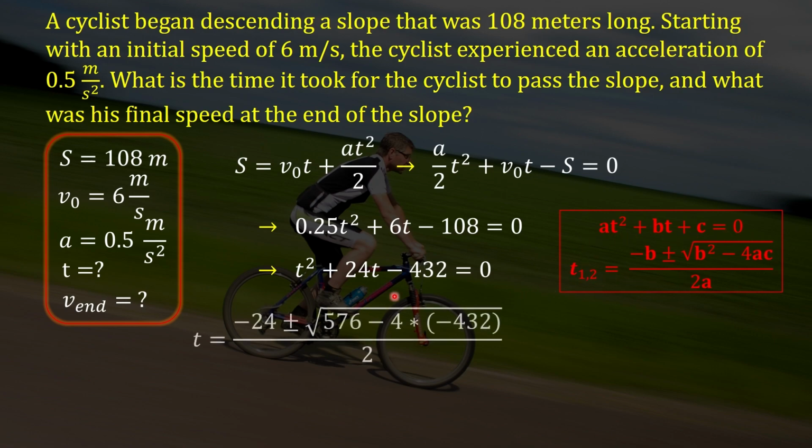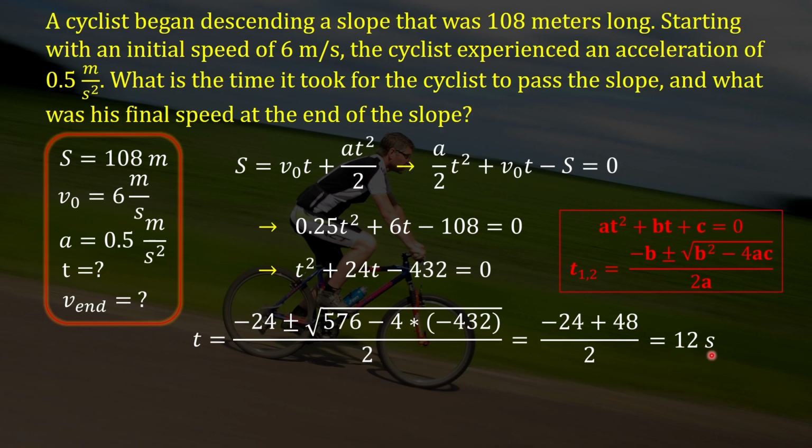Then we'll get this fraction. The square root of this expression equals 48. As you can see here we have plus minus, but here we only have plus. We cannot consider minus because here is minus and here is also minus, so the answer would be negative. But it doesn't make sense for the time to be negative here, so that's why I use plus here. It will be 12 seconds. So this is the time it took for the cyclist to pass the slope.